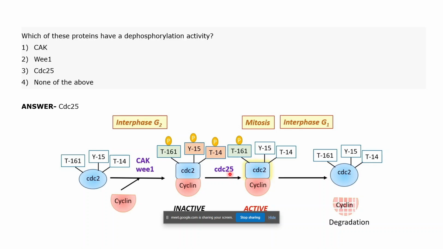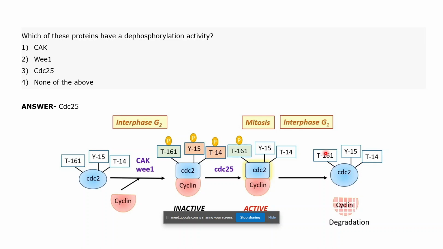What CDC25 does is that it has a dephosphorylation activity that we have discussed before, right? So it removes the phosphates that are present on both tyrosine 15 and threonine 14, rendering them dephosphorylated, while the threonine 161 that has been phosphorylated earlier remains phosphorylated. So what happens is that this CDC2 with cyclin B is getting activated, because only the threonine 161 is phosphorylated. Whenever it is getting activated, it can perform several functions that are required for carrying out the early mitotic stage with cyclin B.